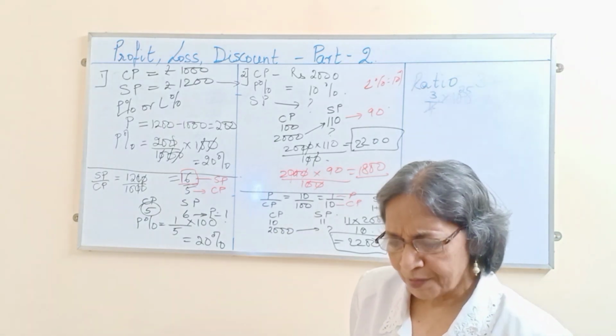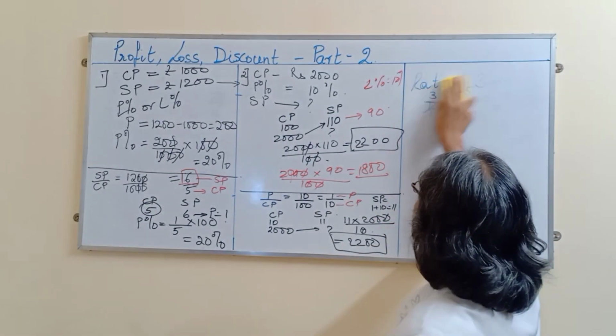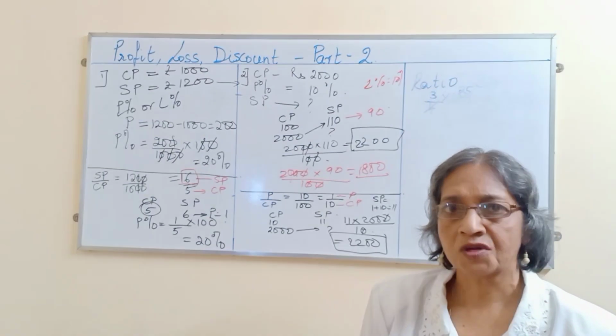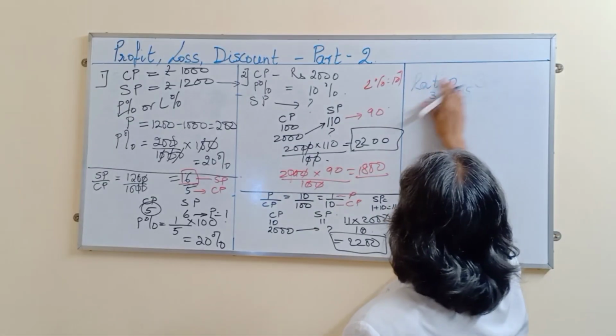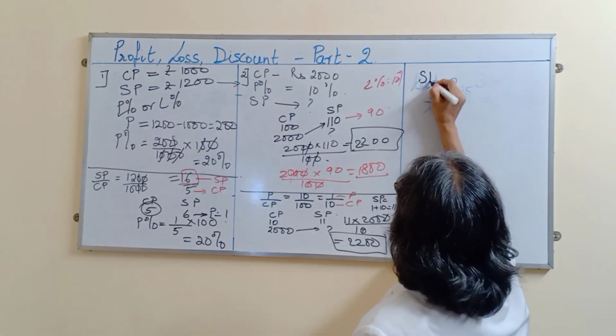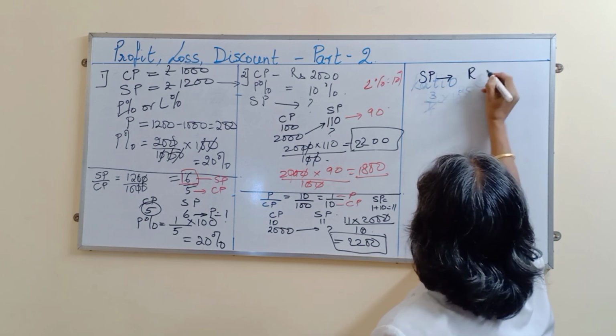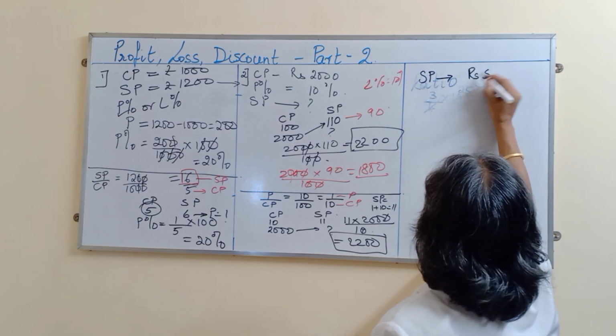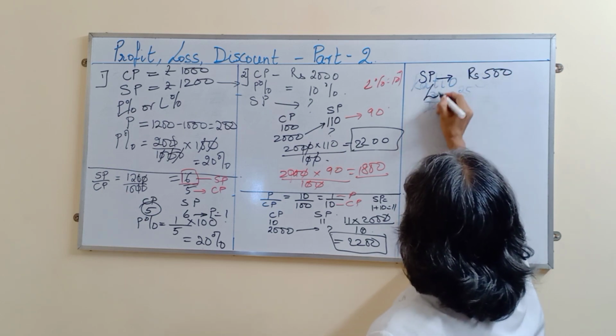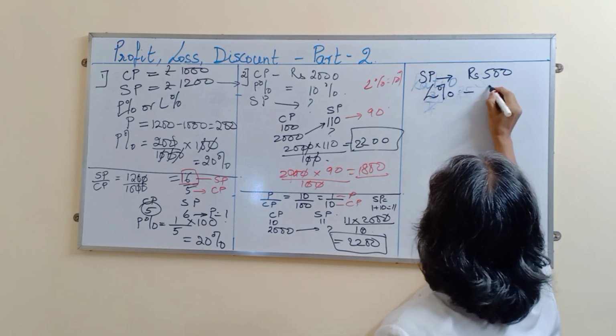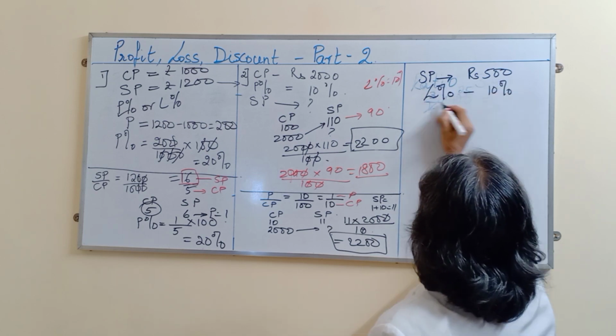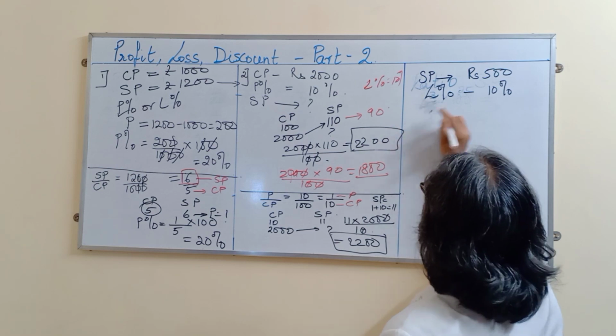Can we take a little bit of a different sum? Not very different compared to this. I have got the SP. Now I am giving you the SP as rupees 500 and I have got say a loss percent of 10. What I need to find is the CP.